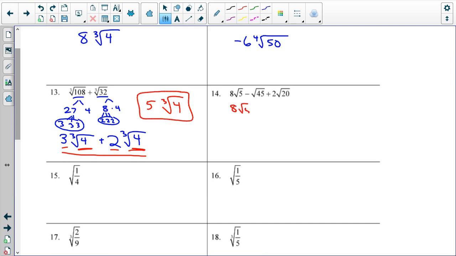Number 14, 8 square root of 5 minus, if I look at 45, that's 9 times 5, so that's the same thing as 3 times the square root of 5.